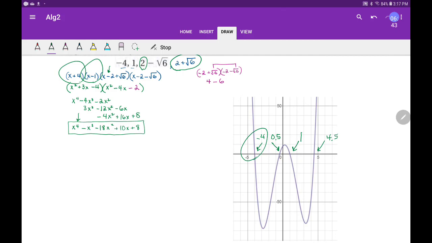So hopefully that all checks out. You believe that these roots are associated with this 4th degree polynomial that you can see hits the x-axis 4 times in the places where it's supposed to hit. So there we go. That's good.